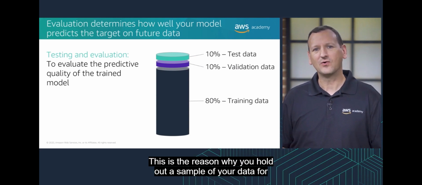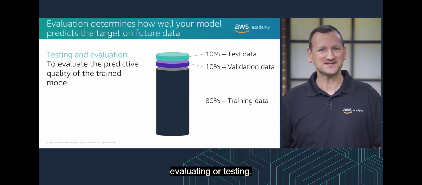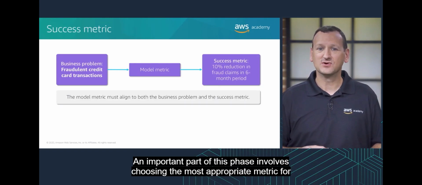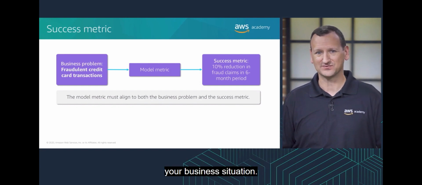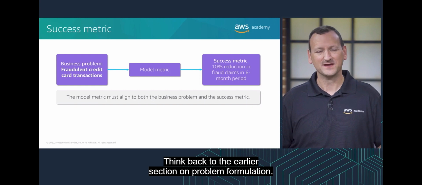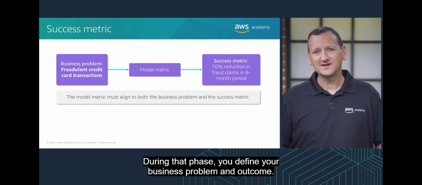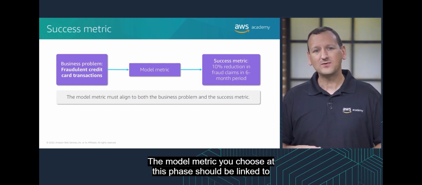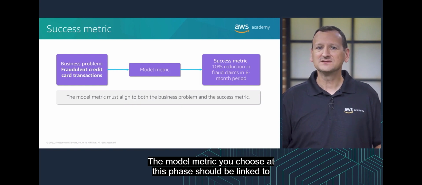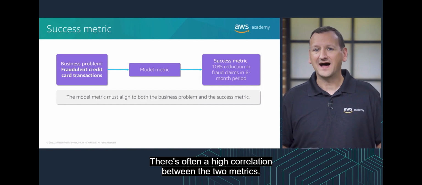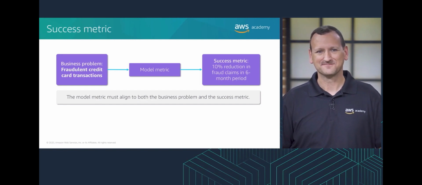This is the reason why you hold out a sample of your data for evaluating or testing. An important part of this phase involves choosing the most appropriate metric for your business situation. Think back to the earlier section on problem formulation. During that phase, you define your business problem and outcome, and then you craft a business metric to evaluate success. The model metric you choose at this phase should be linked to that business metric as much as possible. There's often a high correlation between the two metrics.